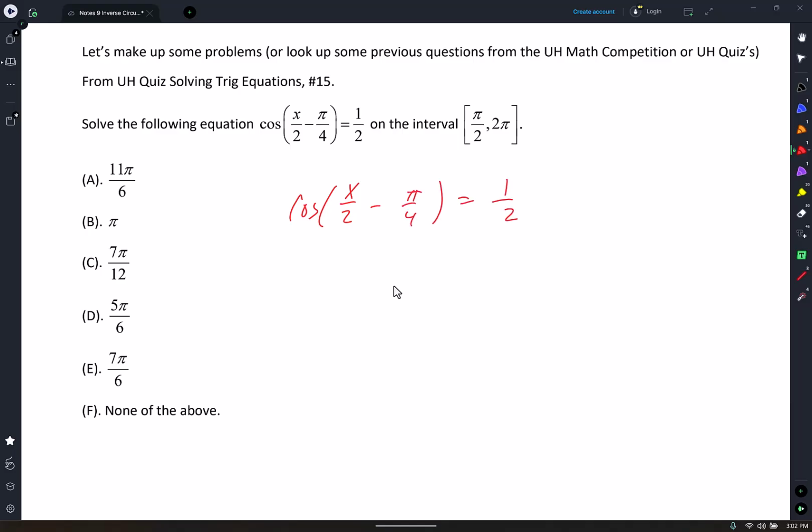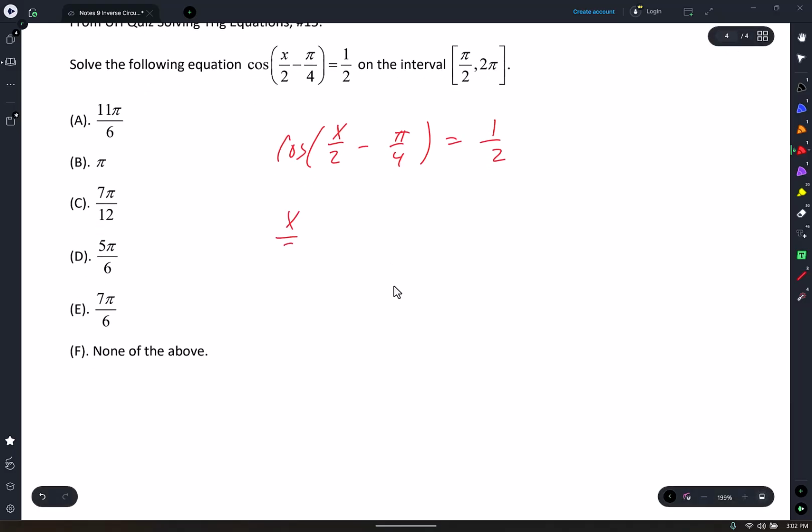Trying to solve for x. I'm going to go slow. What's my first move? How do I get rid of it? I need to get rid of that cosine. How do I get rid of it? Inverse cosine. So I'm going to write x minus 2 minus pi over 4 equals arc cosine of 1/2.